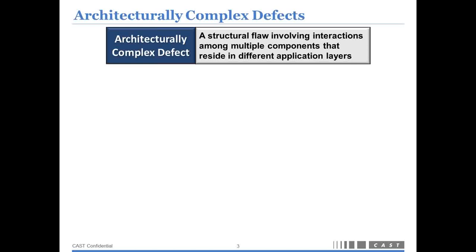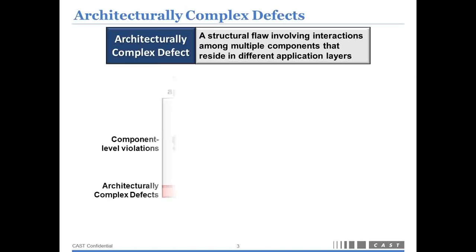It's these architecturally complex defects, where you have a number of different components interacting in ways that were never intended or in ways that cause severe problems in the application. These are the ones that are most devastating and the ones that we need to detect, and they can't be detected at the unit level. They have to be detected when you look across the entire application.